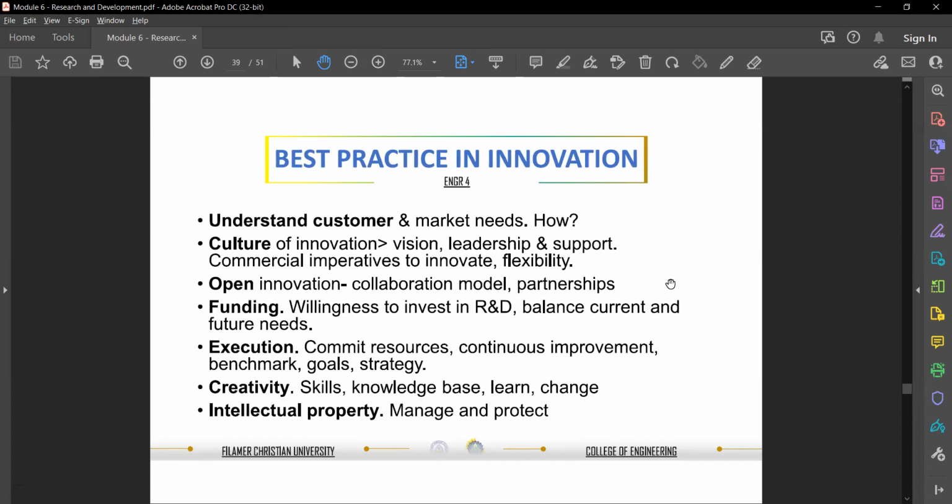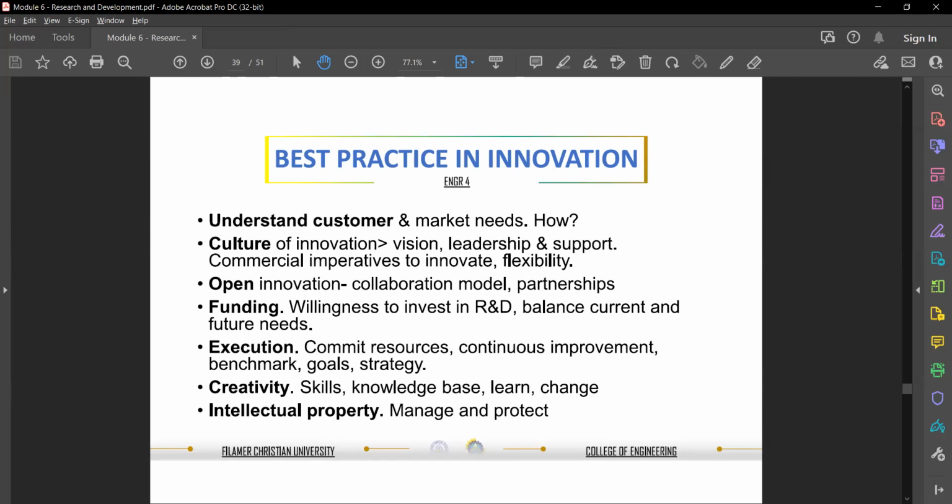So best practice and innovation. Ano yung mga best practices natin dito? So first, we need to understand the customer. Kasi without those clients, without those customers, so sino yung bibili ng products natin? Diba? So culture of innovation. So this is in terms of the vision, leadership, and support. So commercial imperatives to innovate and flexibility. Then open innovation. So this is collaboration model and partnerships. So should have a partnership with some other companies, no?